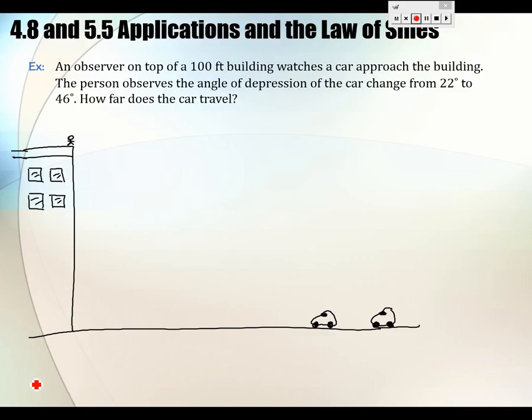Draw, and now we're trying to figure out how far that car traveled. This is not two different cars. This is like two instances of the same car, isn't it? So again, destroy your diagram by turning everything into points and dots and lines. Okay, here we go.